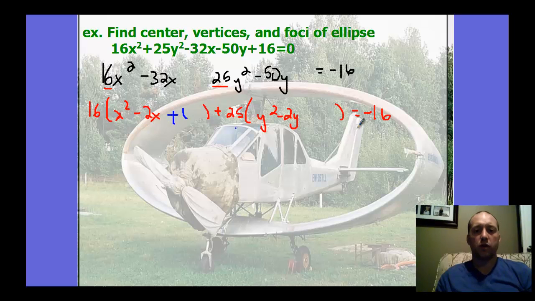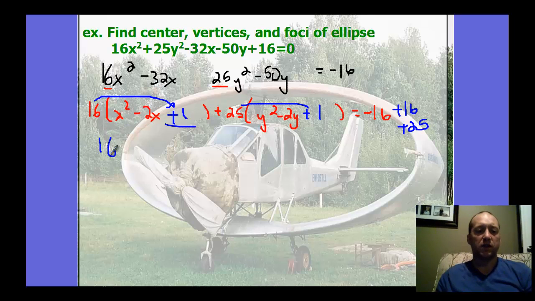This will be plus 1. This will also be plus 1. So then if I'm adding 1, now this is not really 1. Even though I wrote 1, this 16 is being multiplied to it. So I'm really affecting this side by 16. So I should add 16 to this other side. And same thing here. This is 25 times 1. So I'm really adding 25 to that side. So I should add 25 to this side.